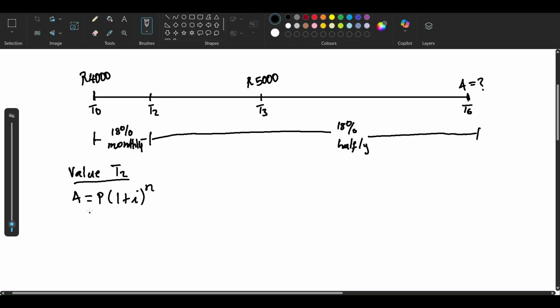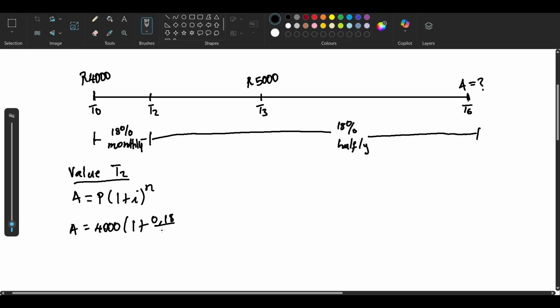So we are going to calculate the value of our investment after 2 years, because we can see that after 2 years, our compounding period is going to change, meaning our interest rate is going to change, guys. So we are going to say A is equal to P. Our present value is going to be our 4,000 rands, isn't it? And then we have 1 plus our percentage. You are going to divide that by 100, which is going to be 0.18.